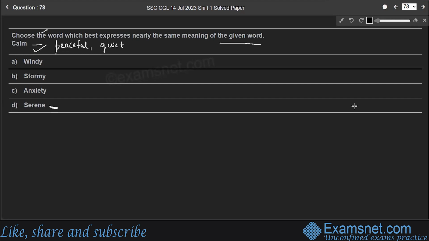Or not worried or excited, right? For example, he approached the job with a serene confidence that he would succeed where others had failed, right? Therefore, serene is the right answer. Whereas windy means with a lot of wind, right? Stormy means with strong wind, heavy rain, and often thunder and lightning. Whereas anxiety means something that causes a feeling of fear and worry. Therefore, option D is the right answer, which is the synonym of the given word, calm.